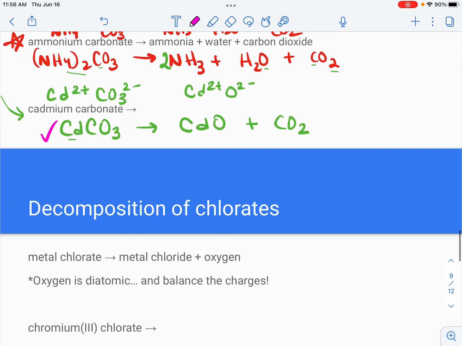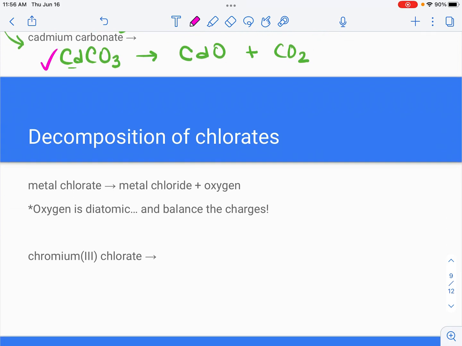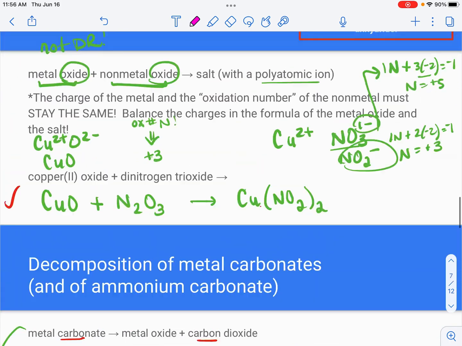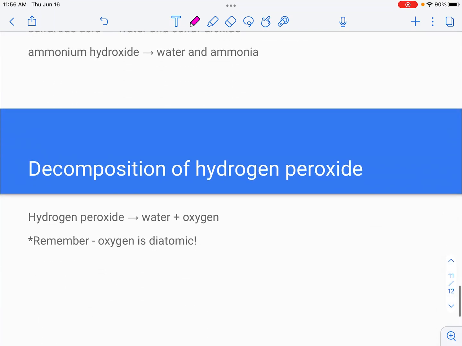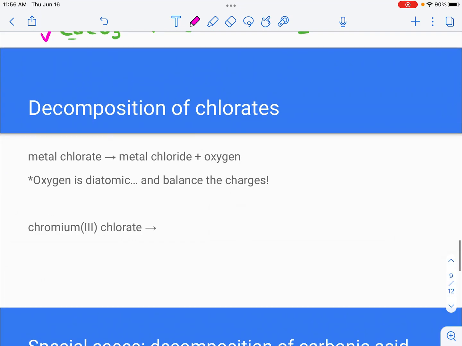Memorize these rules, people. Okay, now we're going to switch to mostly some other decompositions, and then we'll talk about backwards and forwards, okay? So let's do the decomposition of a chlorate. Remember, chlorate is ClO3 1-. So a chlorate is a compound that has chlorate as its anion. We do metal chlorates, so these are ionic compounds, and we get a metal chloride plus oxygen.